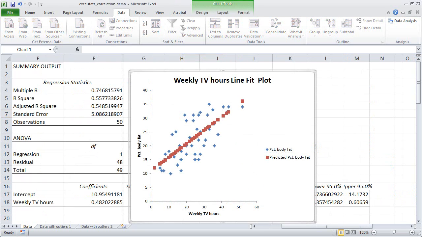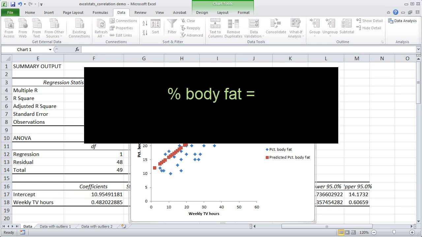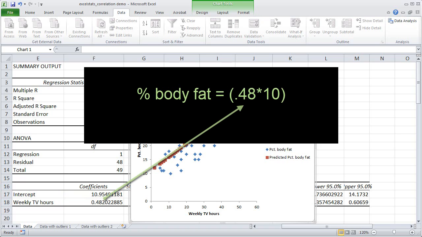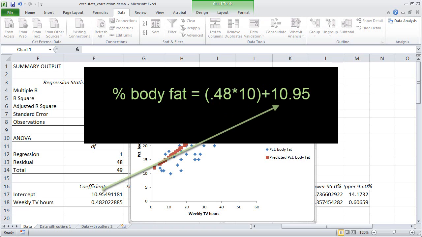The last couple of figures I want to draw your attention to are these right here, the ones in the coefficients column. I've scooted the graphic over so we can put these two side by side and see how they relate to each other. Suppose we have a person who tells us he spends about 10 hours a week watching television. To estimate that person's percentage of body fat, we could do this. We could take the 10 hours a week that he says he spends watching television, multiply it by this coefficient right here, the 0.48, and then add to that the intercept, 10.95.